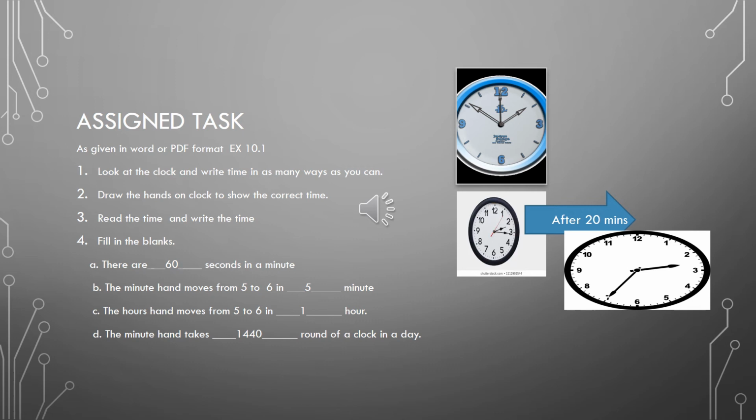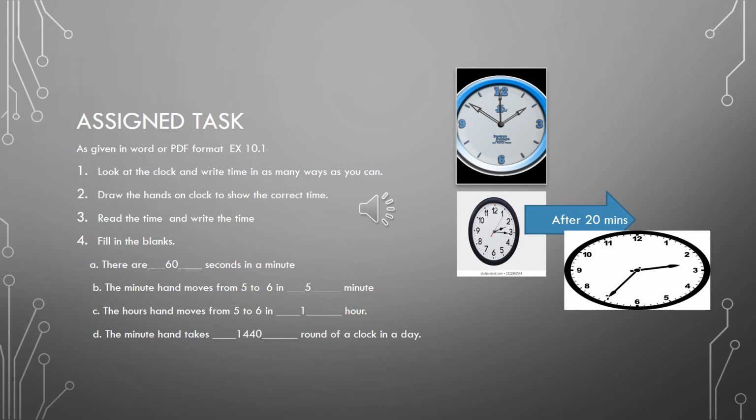Okay, what do you have to do first? You have to look at the clock, and then what do you have to do? You have to write the time in many ways. Okay, as I told you earlier in my lesson, we can tell a single time in many ways. Okay, so look at the clock. For example, look at this clock on the right side, the top one. Okay, what time is it?